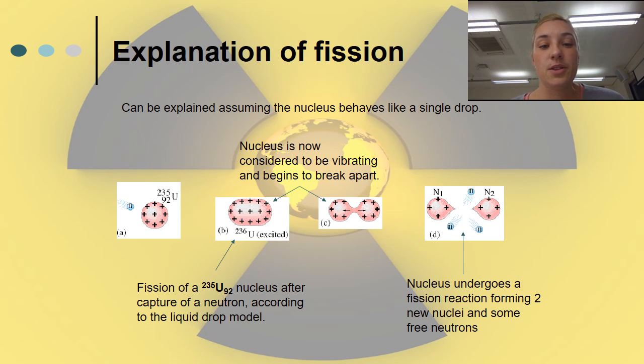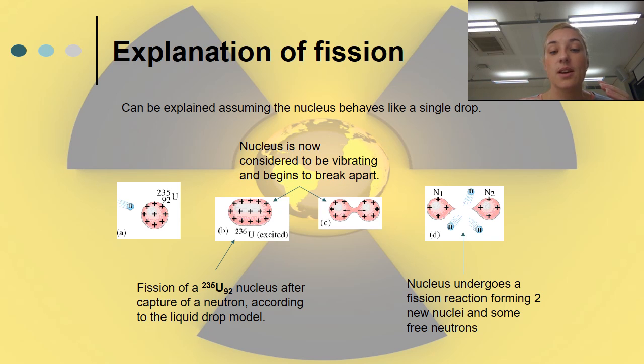One of the best explanations I've seen of how to explain fission is using the assumption that the nucleus is a water drop, and this is much easier to visualize. So in picture A, we've got a uranium-235 nucleus, and you can see there's the inbound little blue neutron. So in picture B, what happens is we've now got an excited nucleus. It's absorbed that neutron and now it's spreading out.